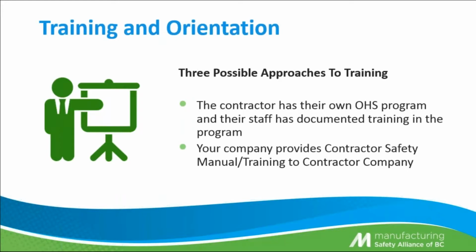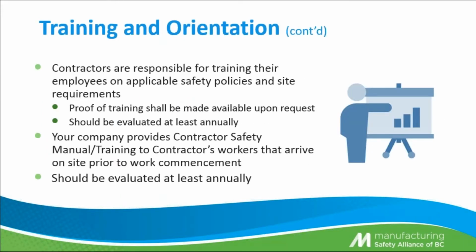That's the first opportunity. The next one, your company provides a contractor safety manual and training to the contractor company, and the contractors are responsible for training their employees on your applicable safety policies and site requirements. Remember that they should have proof of training and should also be evaluated annually to make sure it's current. The last option is your company provides contractor safety training to your contractors' workers as they arrive on site prior to starting work. And again, that policy should be reviewed annually as well to make sure it's current.